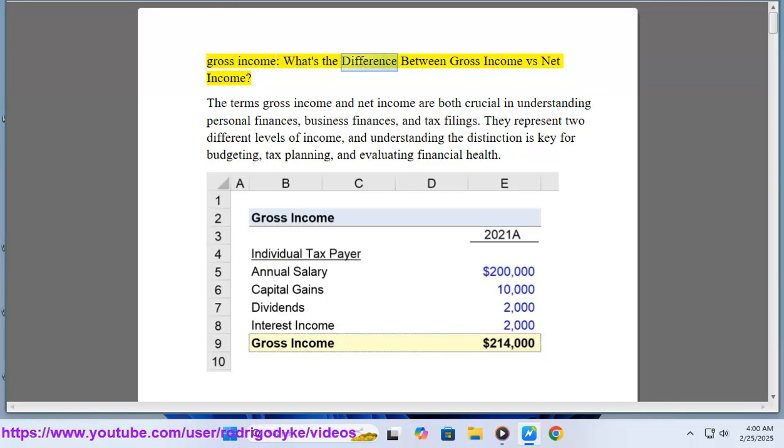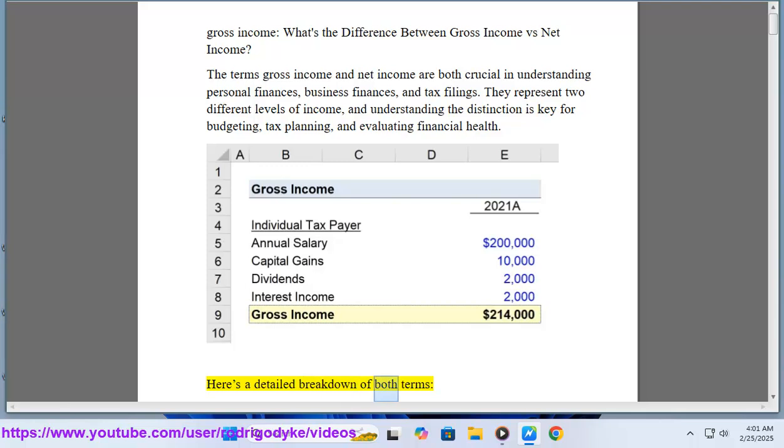Gross income. What's the difference between gross income vs net income? The terms gross income and net income are both crucial in understanding personal finances, business finances, and tax filings. They represent two different levels of income, and understanding the distinction is key for budgeting, tax planning, and evaluating financial health. Here's a detailed breakdown of both terms.